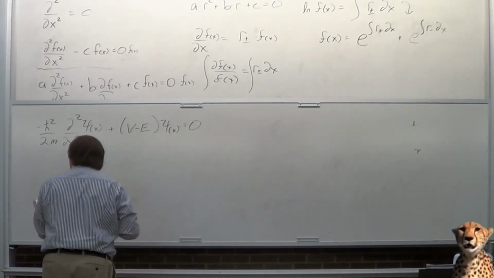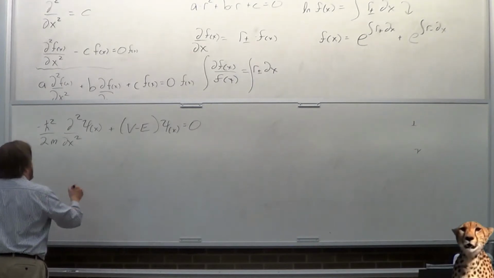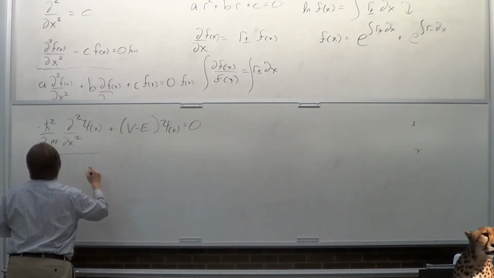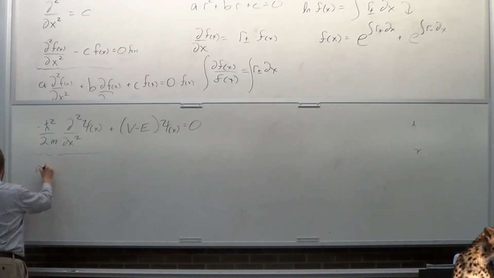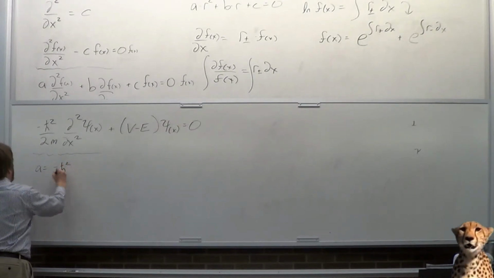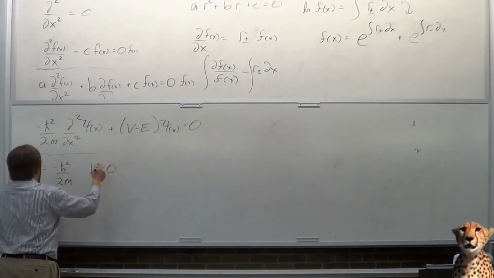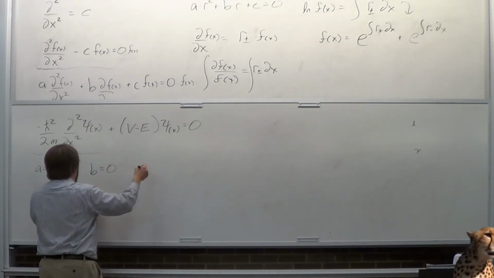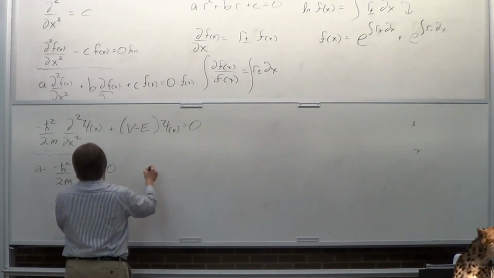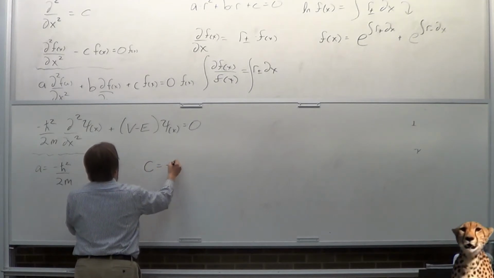Now what I see from here, to morph this into the problem we just had, is A is equal to minus h bar squared over 2m. B is still 0. There's no first order differential, no d/dx, there's just the double derivative. And C is minus 3.